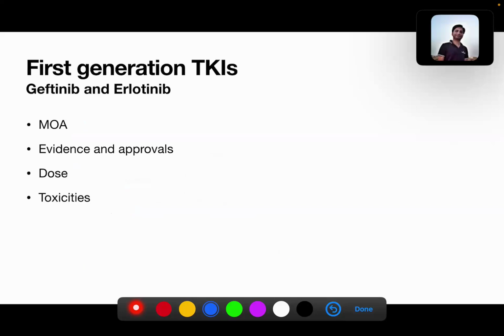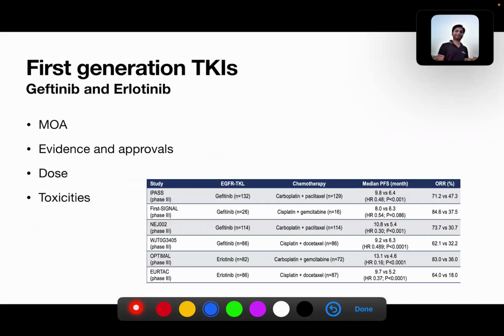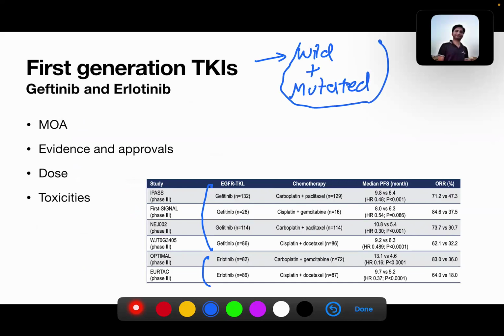So initially you had the first generation TKIs, which are gefitinib and erlotinib, right? And these are the initial trials for gefitinib, which compared it with chemotherapy, and erlotinib, which compared it with chemotherapy. The mechanism of action for first generation TKIs is that it inhibits the wild plus the mutated EGFR. Okay, so both EGFR receptors are inhibited, and gefitinib is given at a dose of 250 milligram OD, and erlotinib is given at a dose of 150 milligram OD, and erlotinib is given on an empty stomach.